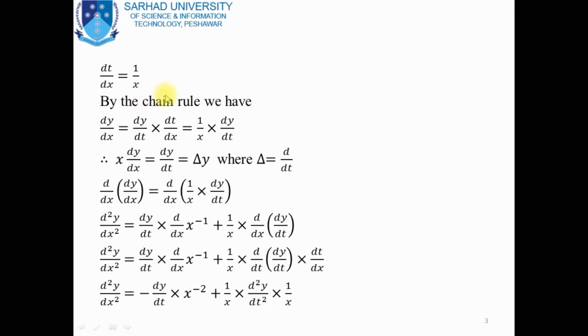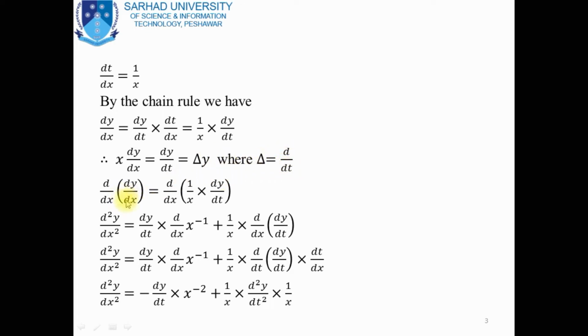Now by the chain rule, we have dy/dx is equal to dy/dt multiplied by dt/dx. Putting dt/dx is equal to 1 over x, we obtain dy/dx is equal to 1 over x multiplied by dy/dt. Now multiplying x on both sides, x dy/dx is equal to dy/dt, and this is equal to Dy, where D is equal to d/dt.